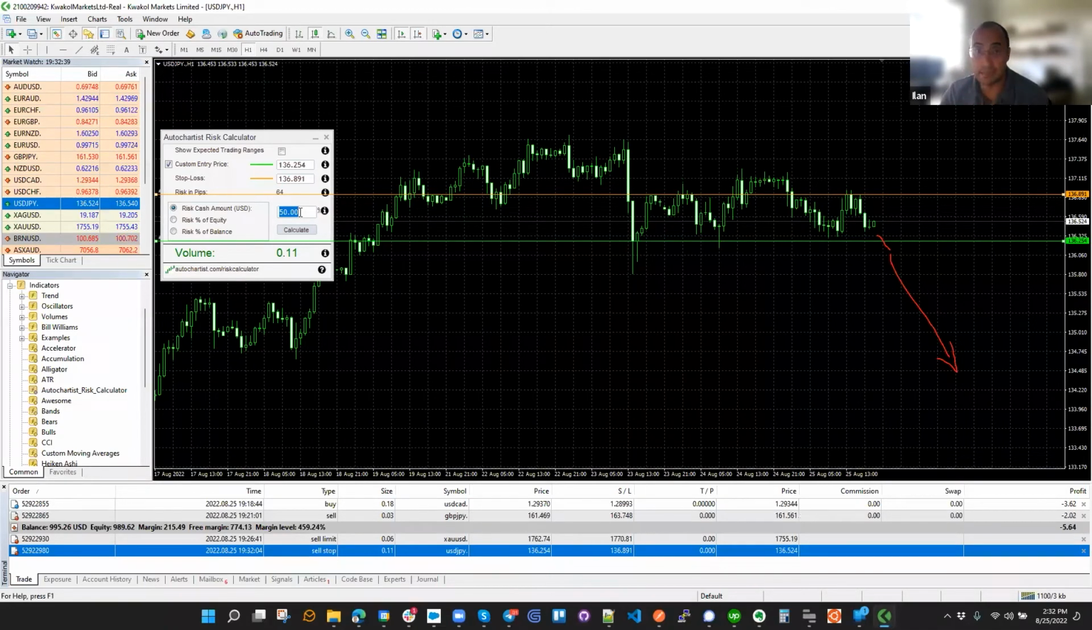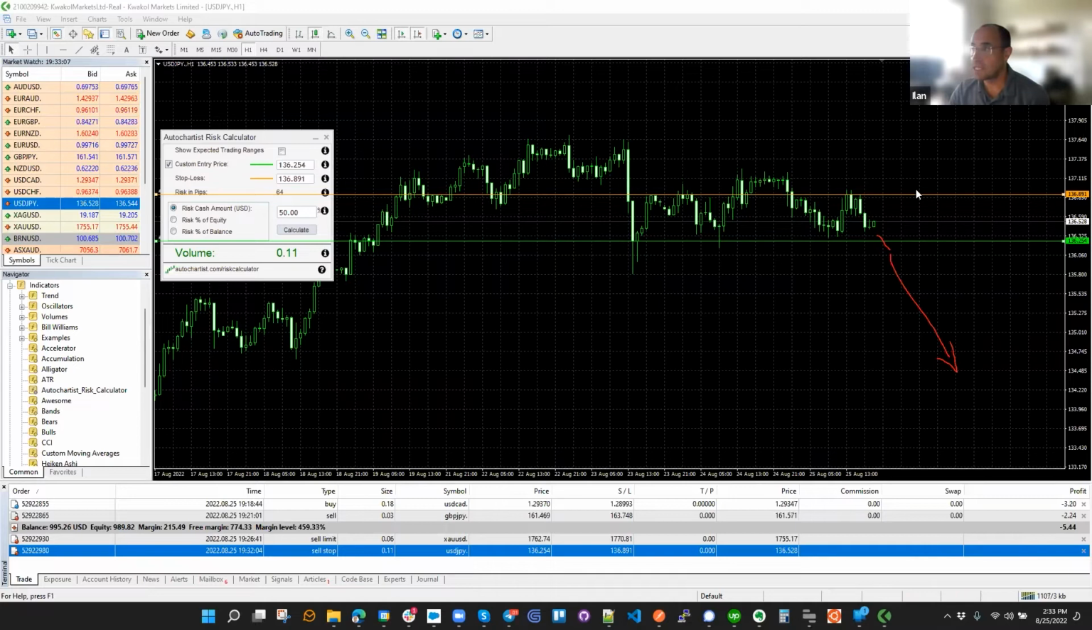Hope that makes it a little bit clearer. Again, guys, I'm just guessing the direction here for demonstration purposes, right? I'm not using any indicators like moving averages or RSI or even the Autochartist scanner. I'm not doing anything like that. I'm literally just guessing a direction and seeing where the price goes, right? And showing you how to manage your risk.